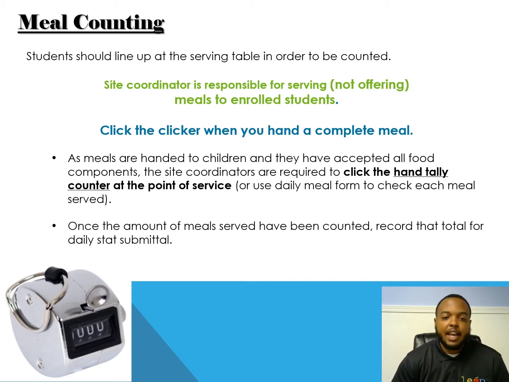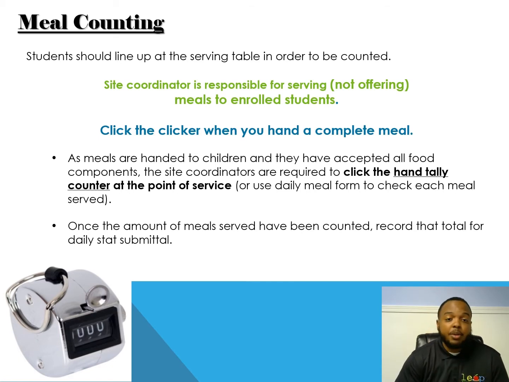So for instance, say you have a program with 30 meals being served a day, and you know that 30 students came for the program that day, and they all got their meals. So obviously you served all meals. So you would just put on the daily stats submittal that you served 30 meals, right? Well, logically that is correct, but it is not okay. You would not be in compliance if that's how you took your meal counts. You can only take meal counts using the clicker or some sort of tally system for every single meal that you hand out. So it's very important.